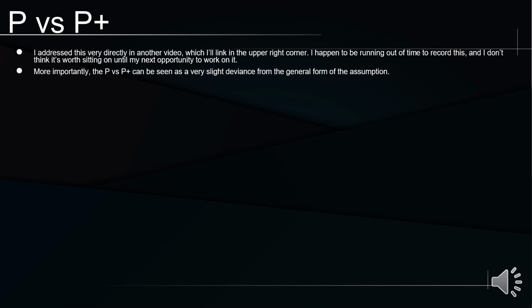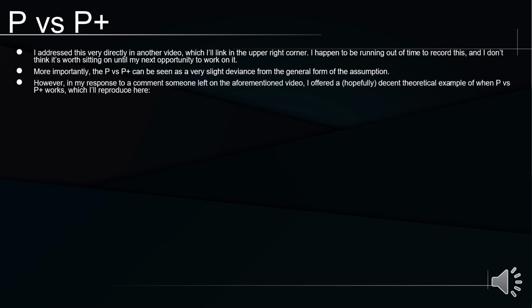But before getting into it, the most important thing is that honestly, P versus P plus can be seen as just a very slight deviance from the general form of the assumption. They very much start in the same place. It's just that P versus P plus scenarios give us a little extra upper hand, a little hint, a little push closer towards the right answer. So while I didn't have time to actually find a question that was a very good example of this, in response to a comment that someone left on the aforementioned video that I already made on this subject, I offered what I consider to be a decent theoretical example of when P versus P plus actually works pretty well, and I will reproduce that example here.